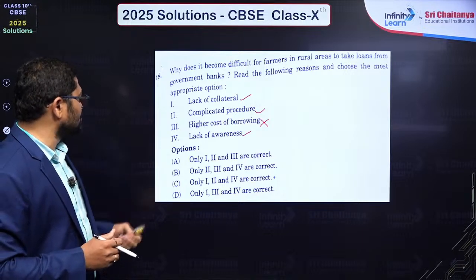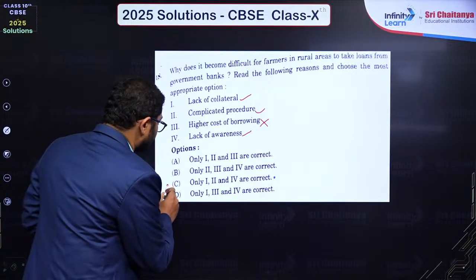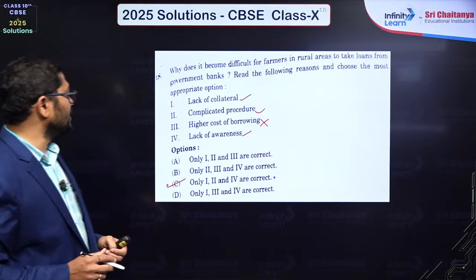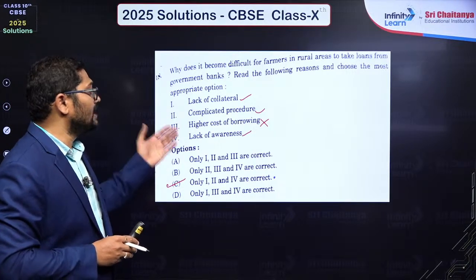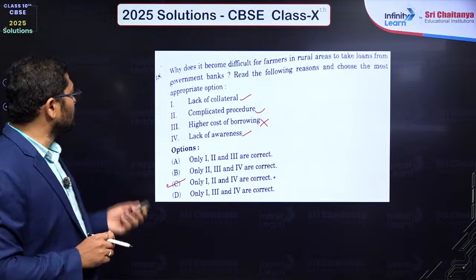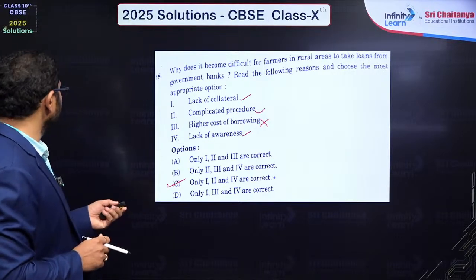So if you see the options, yes, we have option C as the correct one. 1, 2 and 4 are correct: lack of collateral, complicated procedure, then we have lack of awareness. So for the 18th one, option C is the correct one.